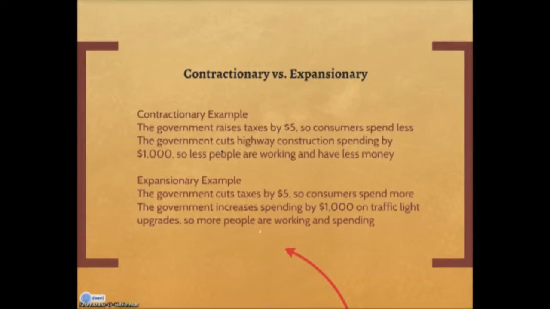Another example is government cuts in spending. So, if the government cuts spending by $1,000 for highway construction, fewer people are working, so fewer people have money. Therefore, they don't have money, they can't spend.